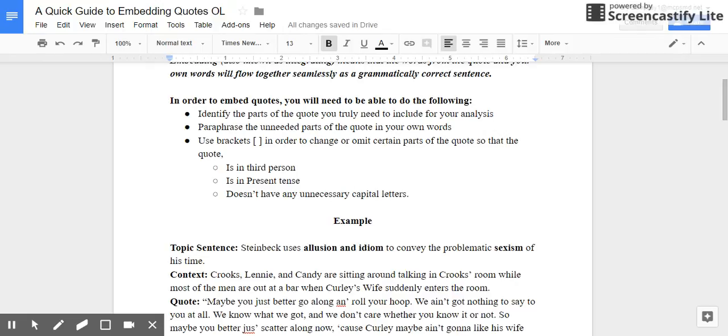Another thing you can use brackets for is using ellipses. So an ellipses is a ... So if you just have unnecessary parts of the quote that you want to eliminate, you can put an ellipses in brackets, and that's one way to just get rid of unneeded material.